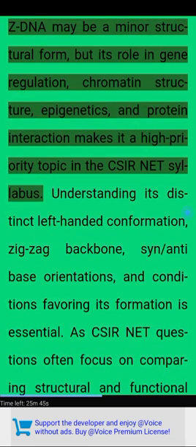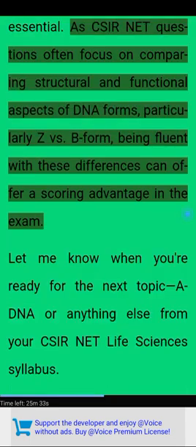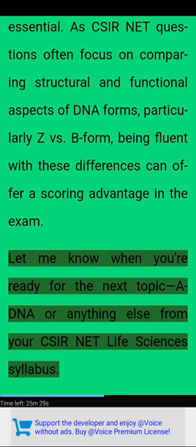Conclusion. Z-DNA may be a minor structural form, but its role in gene regulation, chromatin structure, epigenetics, and protein interaction makes it a high-priority topic in the CSIR NET syllabus. Understanding its distinct left-handed conformation, zigzag backbone, syn and anti base orientations, and conditions favoring its formation is essential. As CSIR NET questions often focus on comparing structural and functional aspects of DNA forms, particularly Z versus B form, being fluent with these differences can offer a scoring advantage in the exam. Let me know when you're ready for the next topic, A-DNA or anything else from your CSIR NET life sciences syllabus.